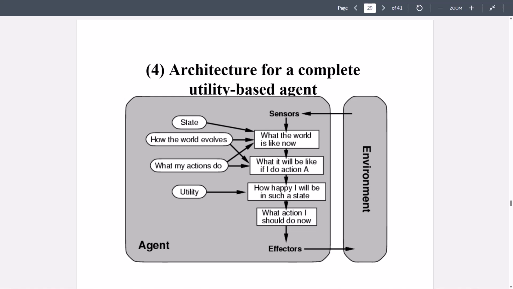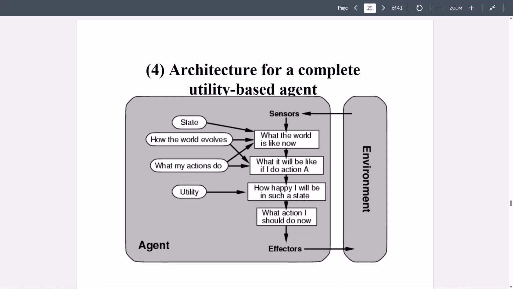Goals are binary, success or failure. Utilities, on the other hand, provide degrees of desirability, how happy it will make you. An agent's utility function internalizes its performance measure. If the utility function aligns well with the external performance measure, then maximizing utility leads to rational behavior. This helps in two situations. One is when there are conflicting goals, and the second is when there is uncertainty.